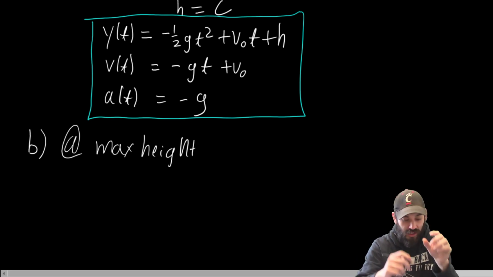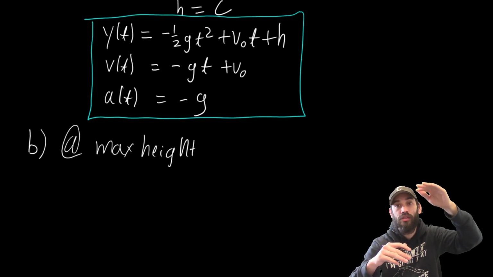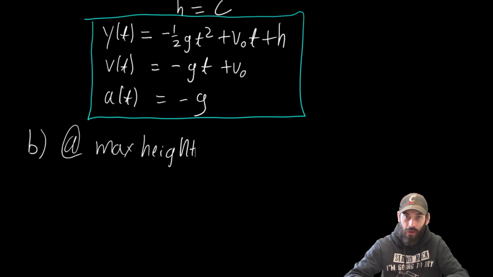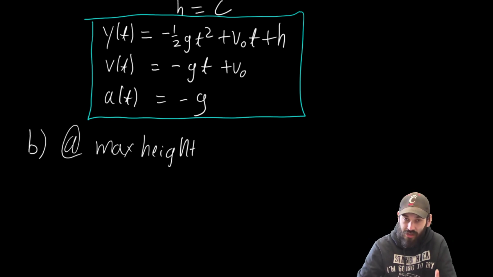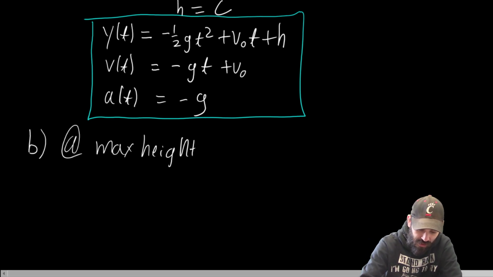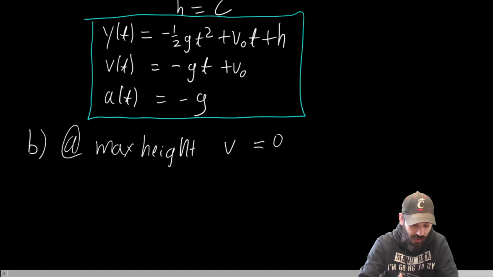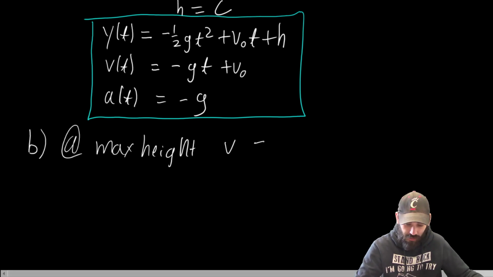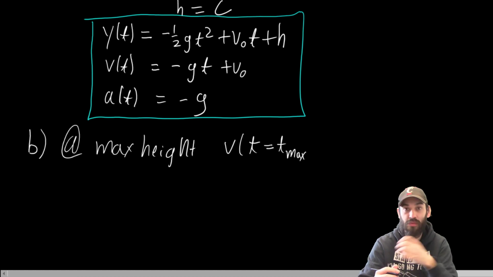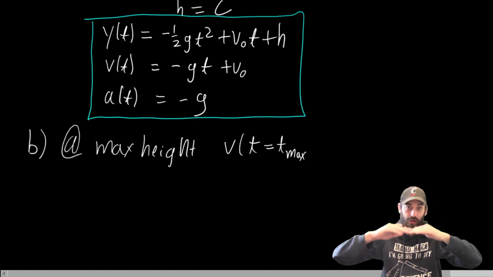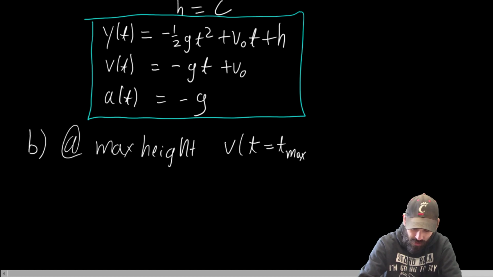So we know that maximum height is when it starts to turn around, right? So we're going up and up and up, and then we start to go down. So what this tells us is that at maximum height, the velocity, v, is equal to 0. And I'm going to be very explicit when I write this. So the velocity at some time evaluated at the maximum height, so there's a specific time corresponding to when I get all the way up here, that's equal to 0.